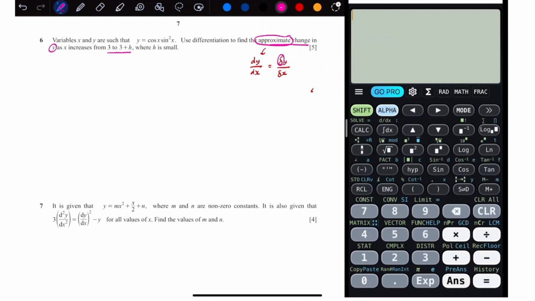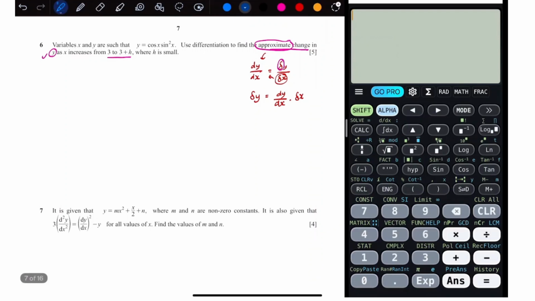And look at what the question wanted you to find. So they want you to find the approximate change in y. So just focus on the y, move the x up, so that will be sigma y is equivalent to dy over dx multiplied by sigma x, right? So next, what do we need to do? We have to find, okay, I guess the difficulty comes from being able to solve product rule here. So u is equal to cos x, okay, v is equal to sine square x.